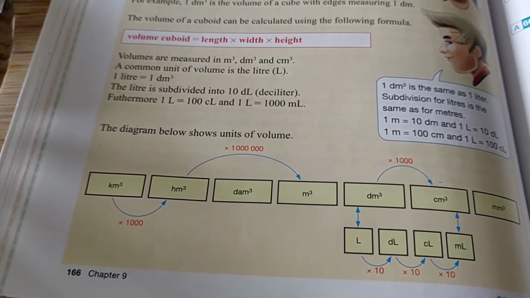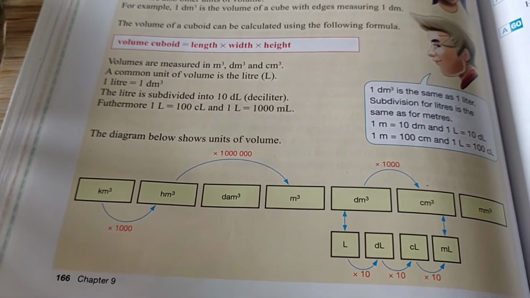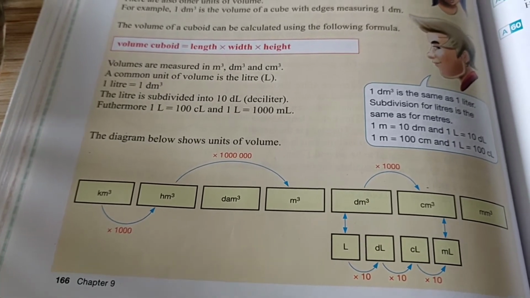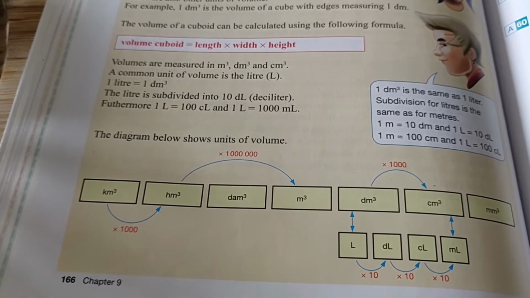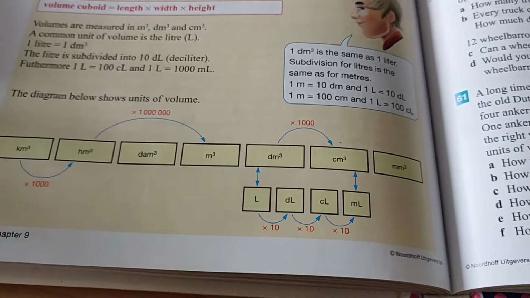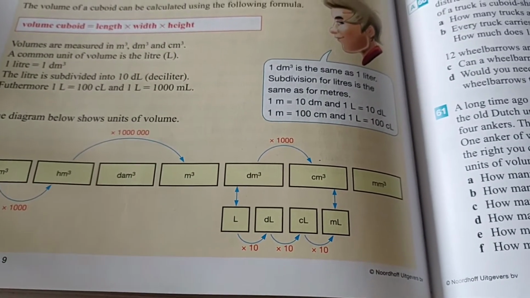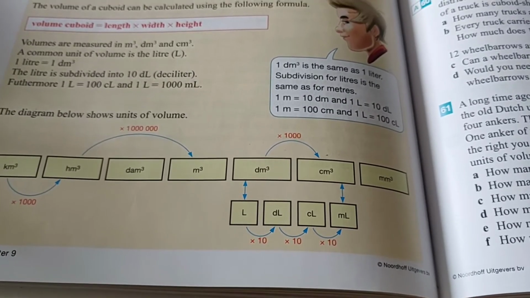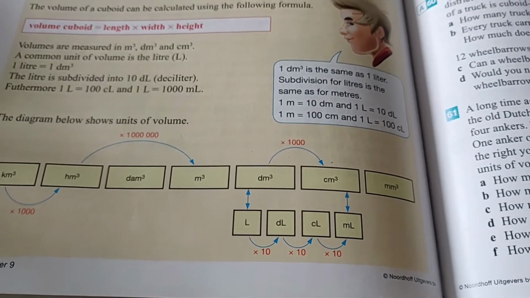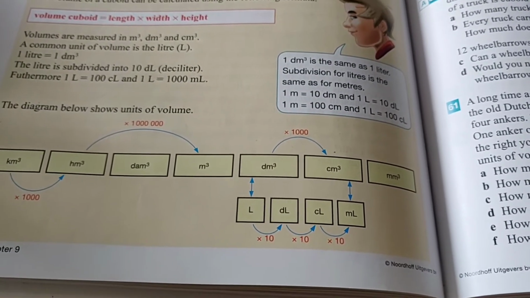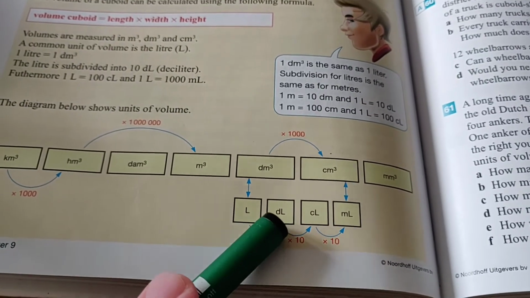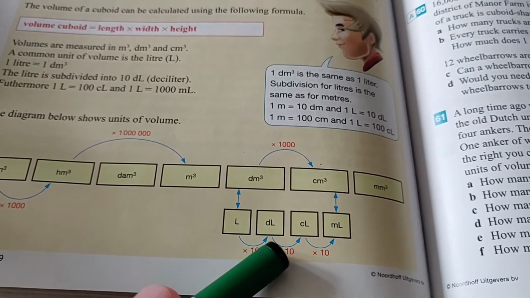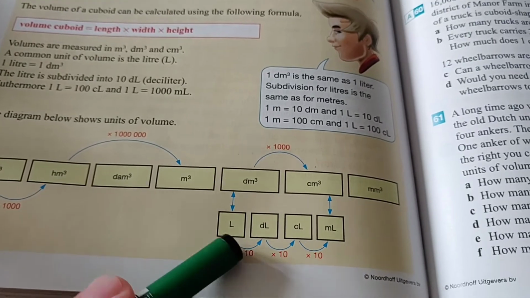Every step in the right direction, so in this direction, you do times 1000. Every step to the left side you do divided by 1000, except for over here. A cubic decimeter is the same as a liter, and a cubic centimeter is the same as a milliliter. So every step in between, from liter to deciliter to centiliter to milliliter, so these small squares over here, every time is times 10 or divided by 10.